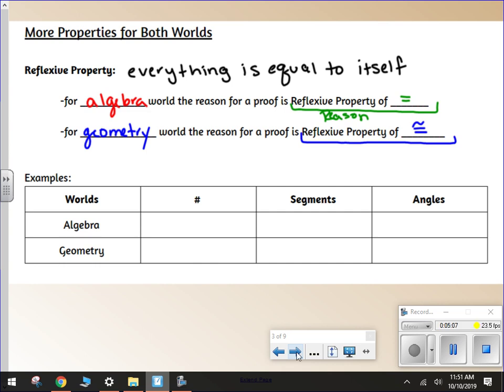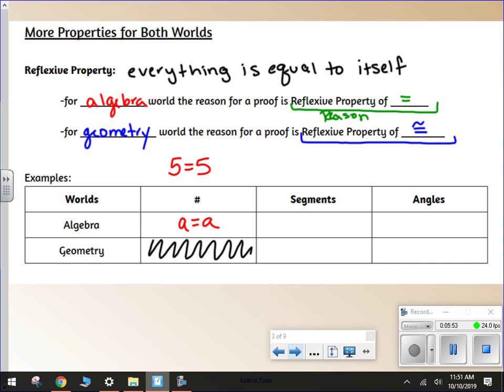Here are 3 different examples of when I'm using this property, what it looks like if I'm using numbers with this property or if I'm using segments or angles. So in the algebra world, if we have numbers with this property, we're saying A is equal to A. Think of it as 5 has to be equal to 5. Everything is equal to itself. The best way that I remember that is if I look into a mirror, I'm looking back at myself, and it's going to be an equal image because it's me. So it's a reflection of me, reflexive property. That's just my silly way of remembering it. We won't have a numbers version for the geometry part.